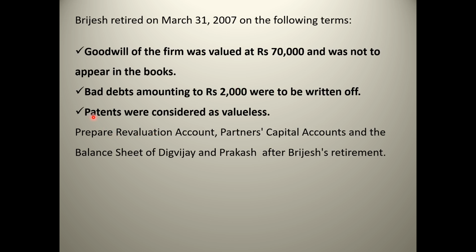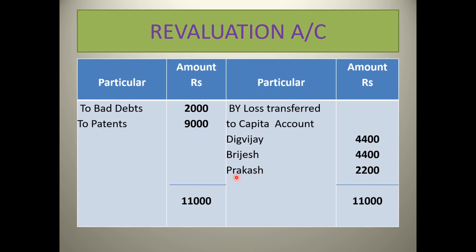Now one more piece of information: the patent was considered valueless. Earlier the patent value was 9,000, as provided in the question. Now at the time of retirement, it is shown that there is no value, it comes to zero. So when the patent value comes to zero, the asset value decreases, and we have to pass this entry: revaluation account debit to patent. Now we'll see the solution next.